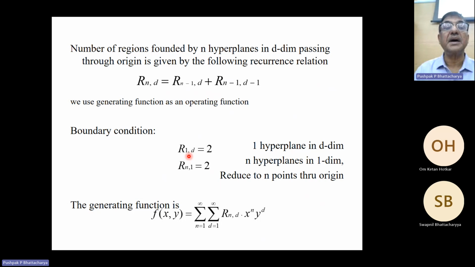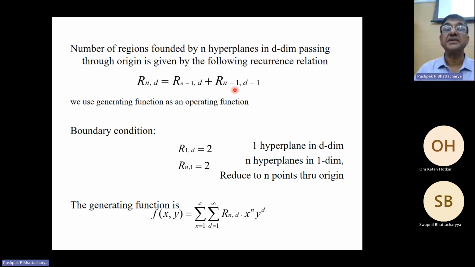The first boundary condition comes from making n equal to 1. The number of regions produced by one hyperplane in d dimensions must be equal to 2. And the number of regions produced by n hyperplanes in one dimension is also equal to 2, because all are passing through the origin, and in one dimension the space is a line. So all the endpoints are on the origin. They produce two regions. So the two boundary conditions are R(1, d) is 2, R(n, 1) is 2.